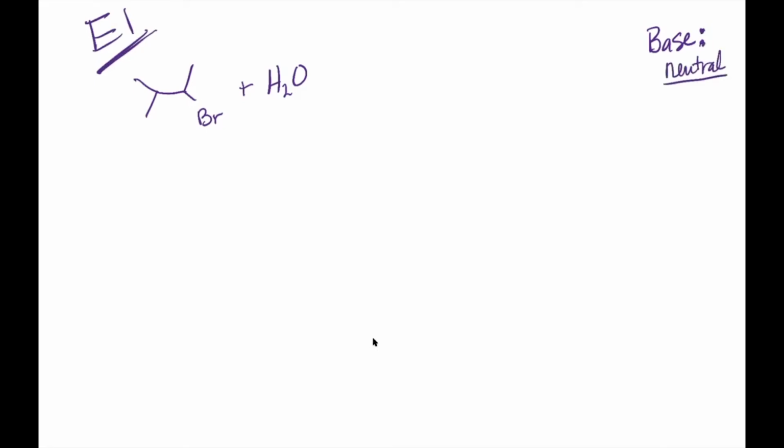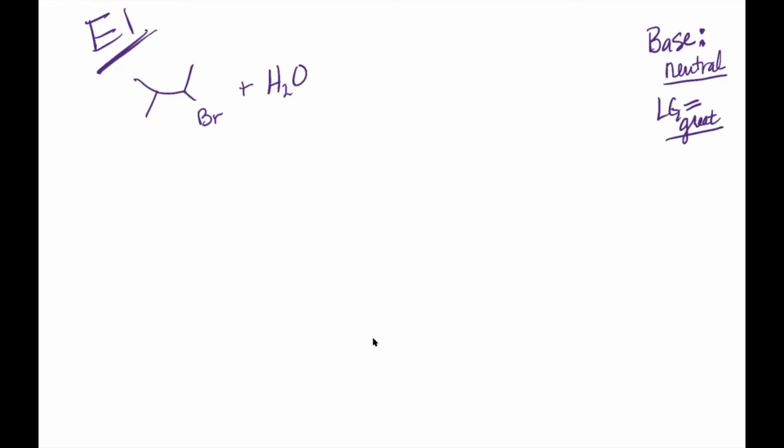For E1, we can use the same substrate that we used for the E2. Let's start to talk about the base. The base does not matter that much. It can be neutral, and we'll see why. The leaving group, however, has to be great. And that is, of course, because just like in SN1, the leaving group leaving is the thing that gets the whole reaction starting.